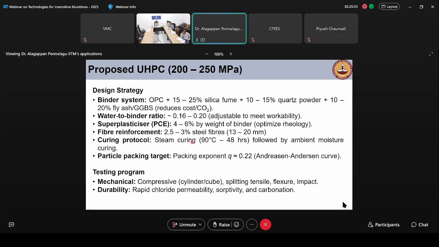So we are going to optimize these parameters and then come up with various UHPC samples, in which we will do mechanical strength tests related to compression, splitting tensile, flexure, and also impact testing. And we will also be doing durability tests. As I told, permeability is one of the important factors, which will help in lasting for a longer time. So we will carry out rapid chloride permeability, sorptivity, and carbonation tests.